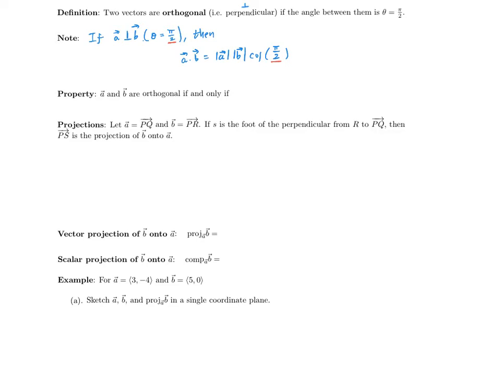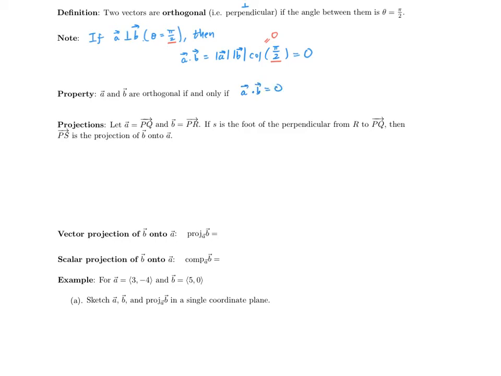And what is the cosine of pi over 2? 0, you say. That is correct. And in this case, A dotted with B is the magnitude of A times the magnitude of B times 0. And anything times 0 is 0. So a way to state this as more of a property is that two vectors A and B are orthogonal to each other if and only if their dot product is the number 0.